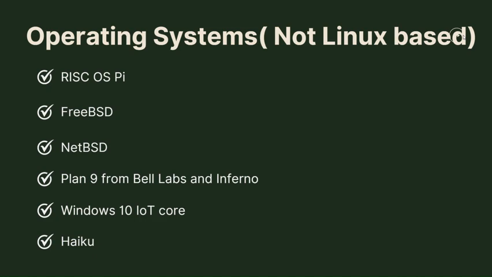The next one is Plan 9. Plan 9 is a distributed operating system designed to make a network of heterogeneous and geographically separated computers function as a single system. The next one is Windows 10 IoT Core. Windows 10 IoT Core is a version of Windows 10 that is optimized for smaller devices with or without a display that run on both ARM.